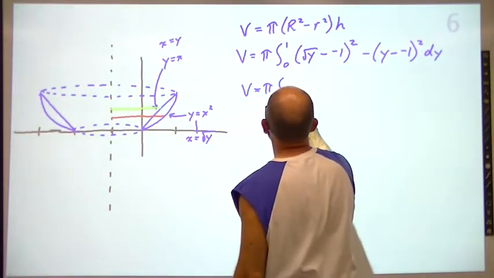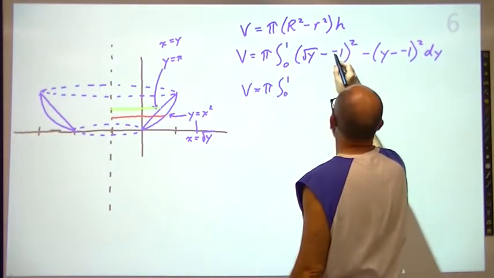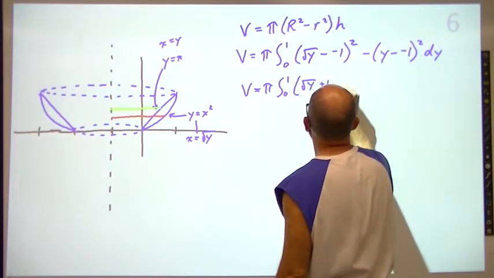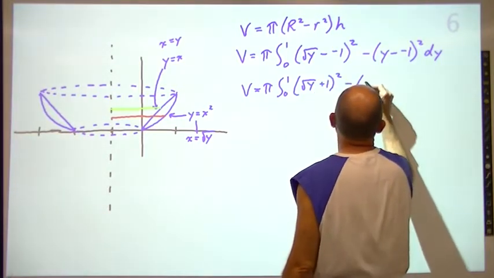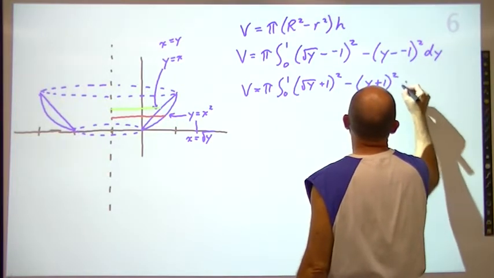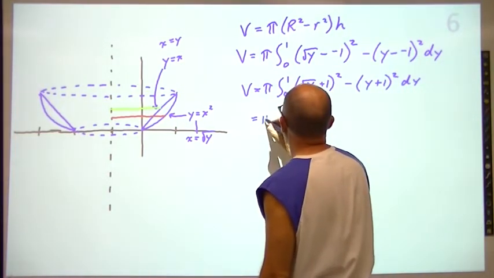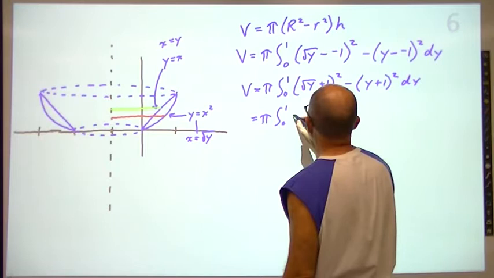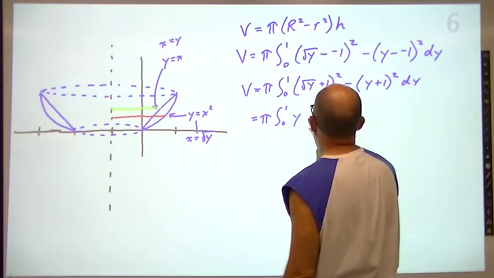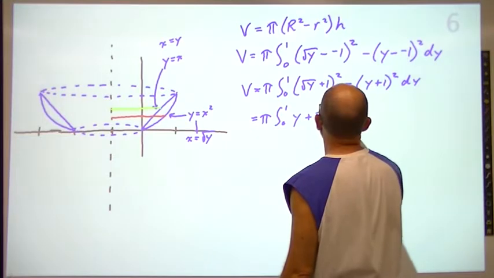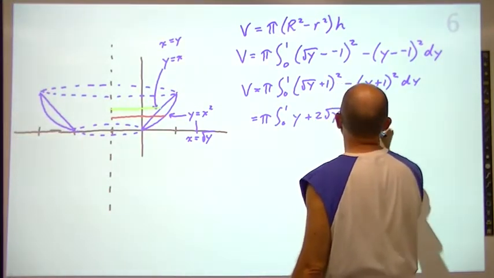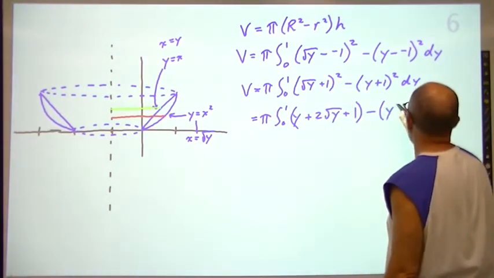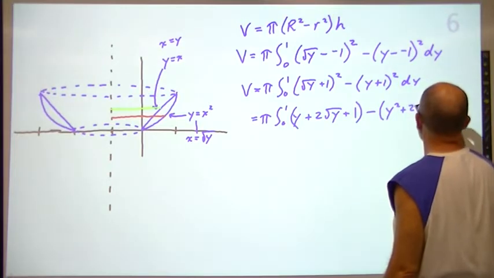So the volume equals pi times the integral from 0 to 1. Now let's just clean this up. The square root of y minus negative 1 is just the square root of y plus 1, squared, minus y plus 1, squared, dy. So we go pi times the integral from 0 to 1, and distribute this: a squared plus 2ab plus b squared, minus a squared plus 2ab plus b squared.